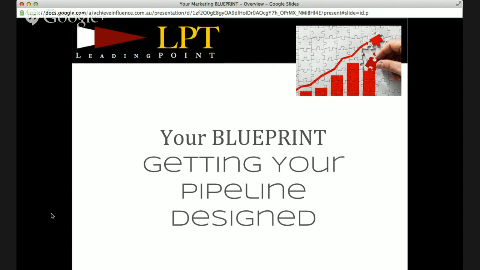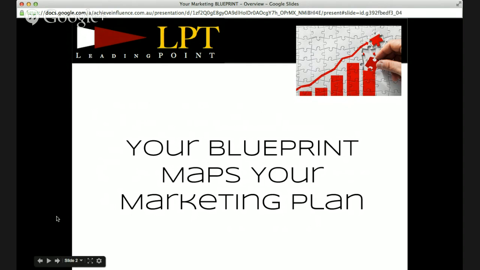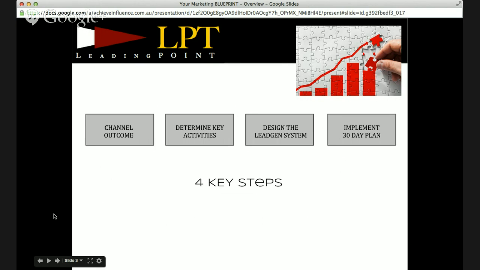Your blueprint that we design for you and create through this service effectively maps your marketing plan to help you establish a specific channel approach in developing new client inquiries, building your pipeline with qualified leads to improve your sales funnel. There are four key areas to us developing your blueprint for your marketing plan.